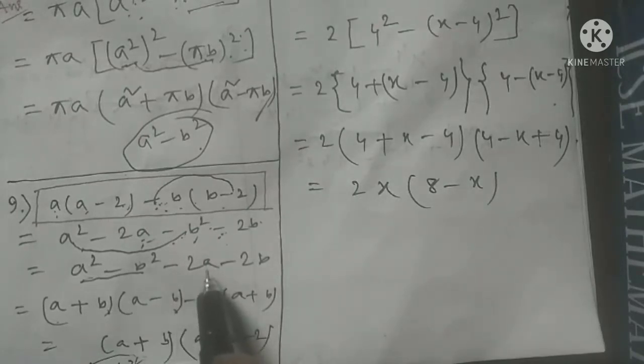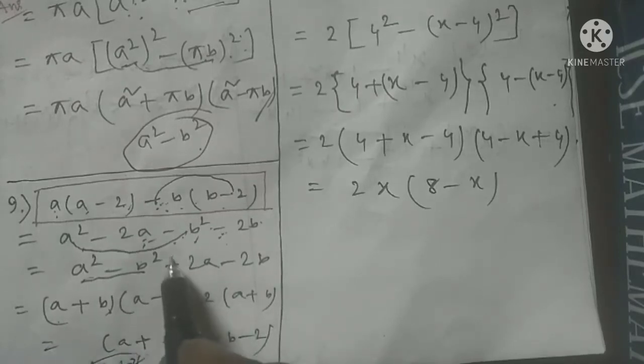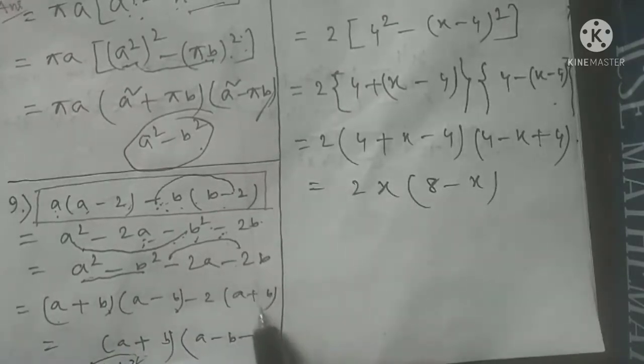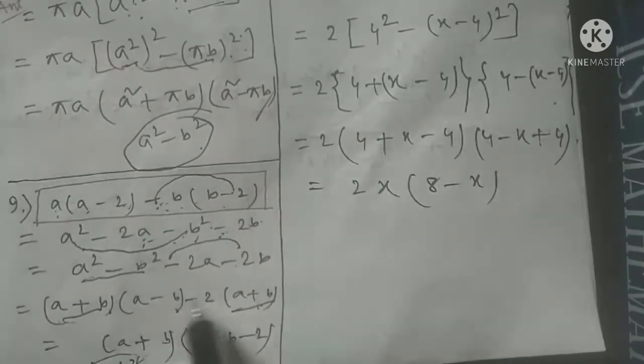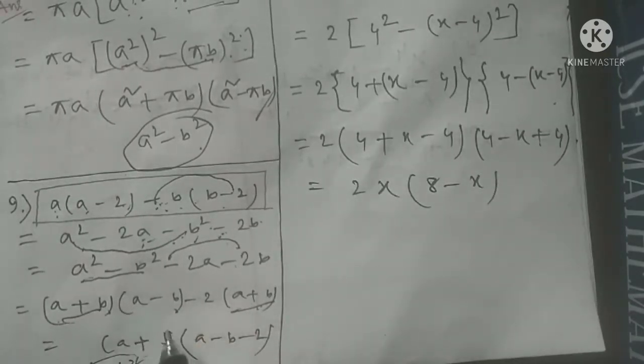And here you can't apply the formula, so you can take 2 as a common, then you get a plus b. So here will be a plus b, and here is also a plus b. So both terms are the same, so you can take a plus b as a common.